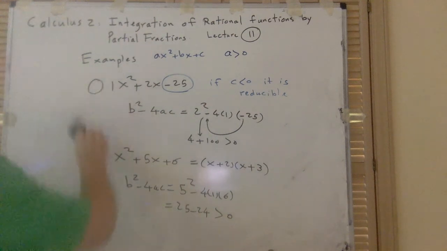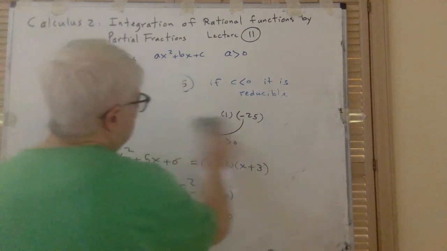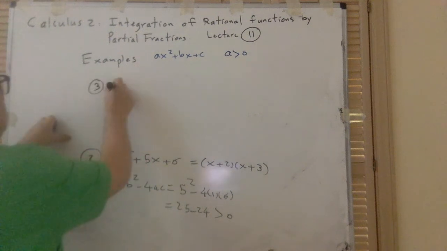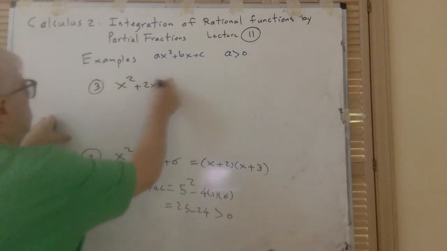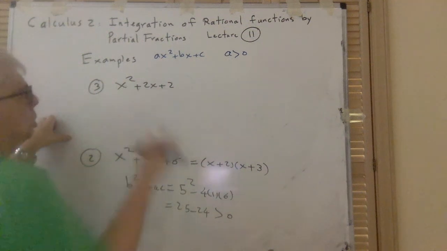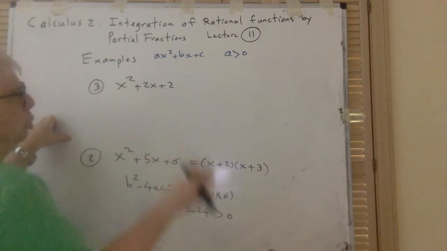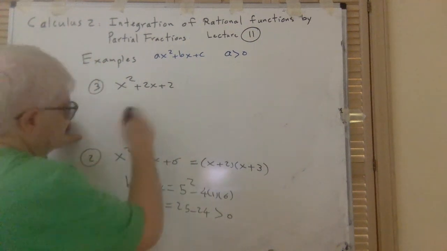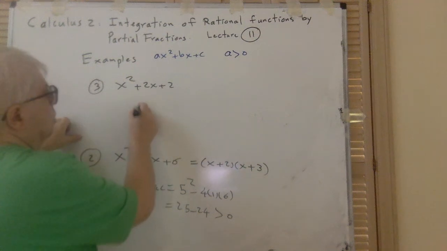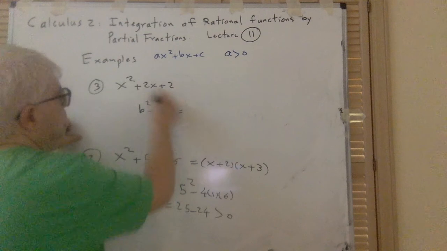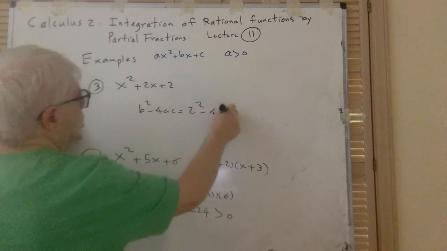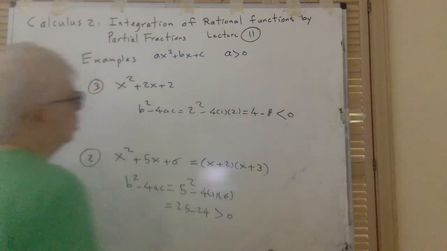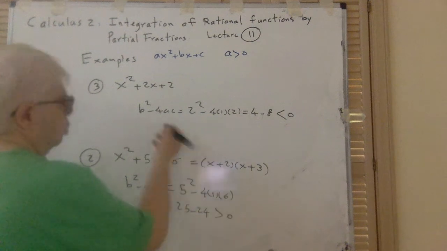Number 3, again, let's look at another one which has a positive constant and see what we can do. So number 3 is, say, x squared plus 2x plus 2. Can you factor this thing? 2 is 2 times 1, right? That's all we have. 2 plus 1 is 3, not 2. So let's do something else. The b squared minus 4ac will be 2 squared minus 4 times 1 times 2. So that is 4 minus 8, less than 0. So this is irreducible. Well, the previous one was reducible, obviously.